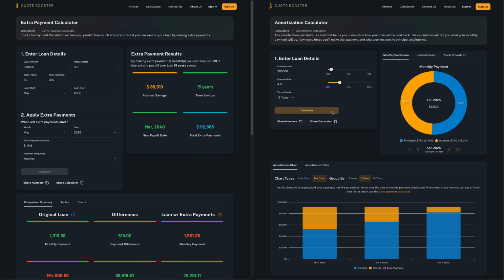Those are the only two ways that, if you have an amortized loan, you can pay less interest on that loan. One is to pay it off sooner, reducing the amount of time by making extra principal payments. Or the second is to go to lower interest rates. And that's what Quote Booster helps out with. We help you understand these principles, and you can make the choices that best fit your situation.